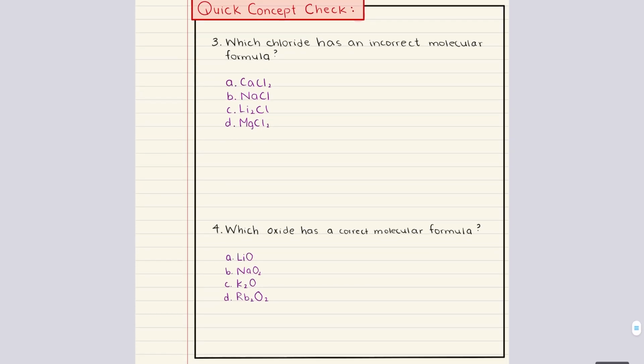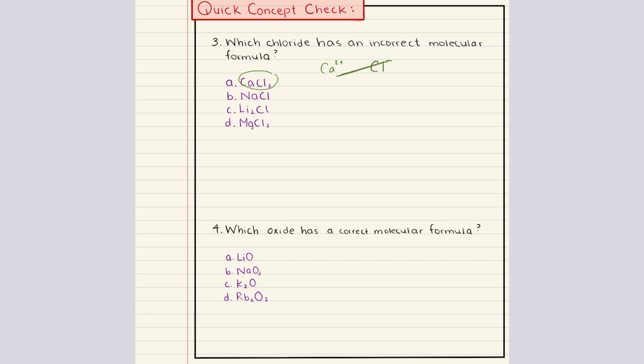Let's do some more practice problems so we can really perfect our skills in this. This first one says, which chloride has an incorrect molecular formula? We need to determine which of the given chloride compounds here does not follow the correct charge balancing rules. So in order to do that, we need to go through each option carefully. Let's start with calcium chloride here, CaCl2. Calcium forms 2+ cations, and the chloride ions have a -1 charge.